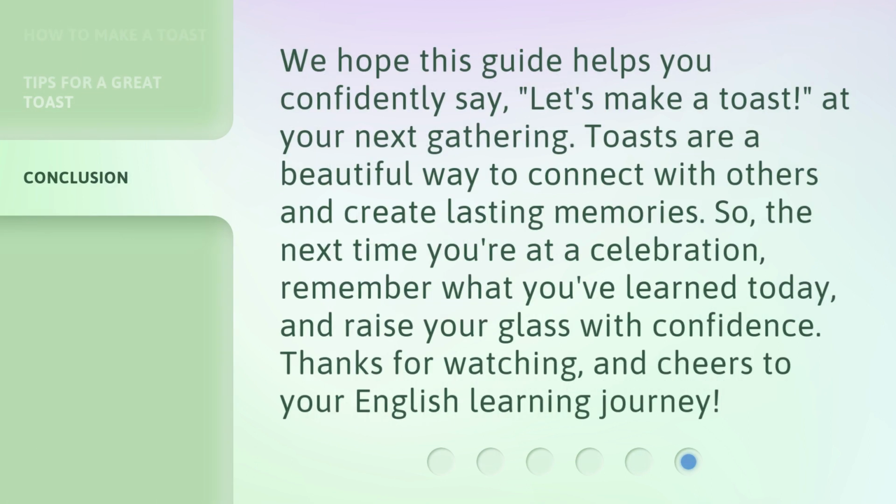We hope this guide helps you confidently say, "Let's make a toast," at your next gathering. Toasts are a beautiful way to connect with others and create lasting memories. So, the next time you're at a celebration, remember what you've learned today, and raise your glass with confidence.